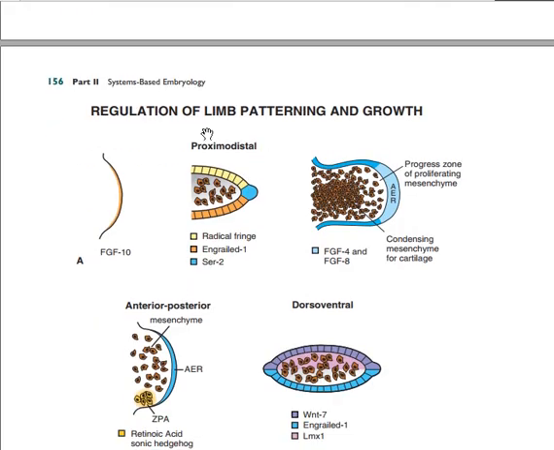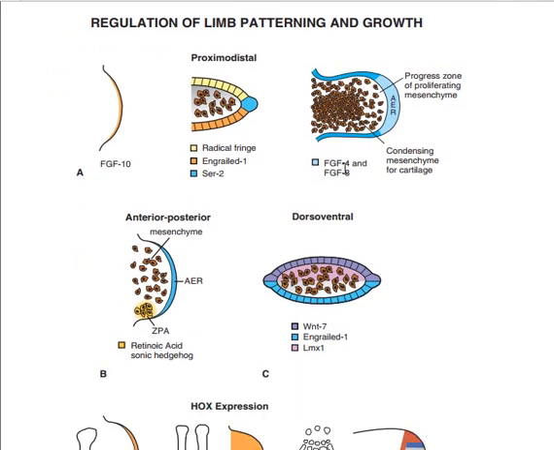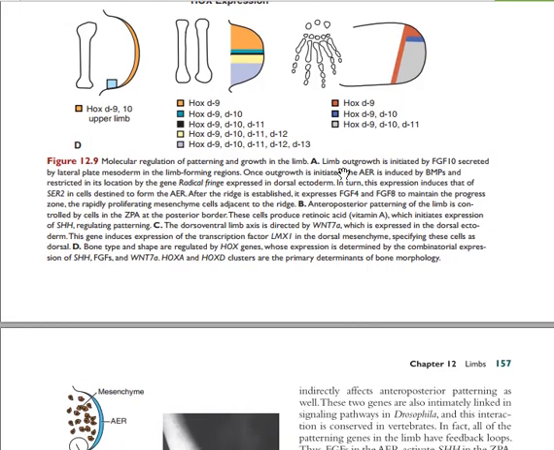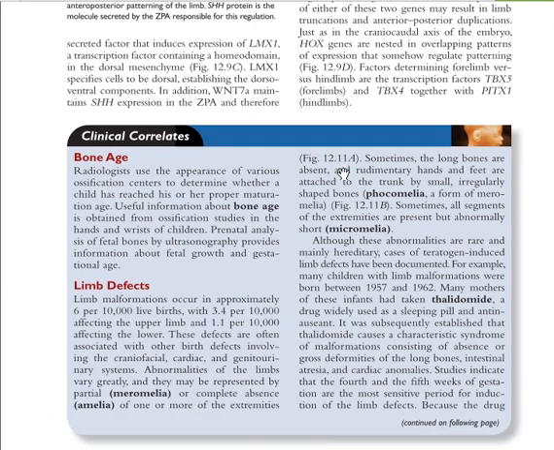Now, this is the regulation of the limb patterning and the growth. The regulation of the limb patterning and the growth occur by different biochemical processes regulated by fibroblast growth factor 10. In order to have a specific enrollment, these are the different biochemical molecules involved. The radical fringe molecules are involved here, the engrailed one molecules are involved here, and then the cell2 molecules are involved here. To understand more of this limb patterning, you can visualize different diagrams here, but I'm not going to speak about that.